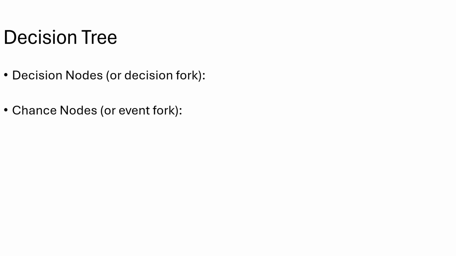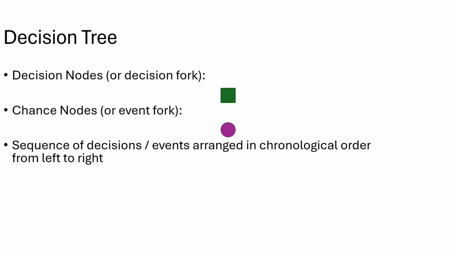So we are now ready to create a decision tree. For a decision tree, there are two main components. The first one is the decision node or decision fork. We represent this with a square. A chance node or event fork, we denote with a circle. A decision tree is a sequence of decisions or events arranged in chronological order from left to right.